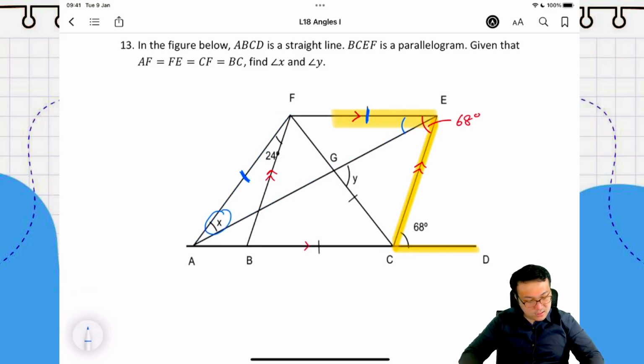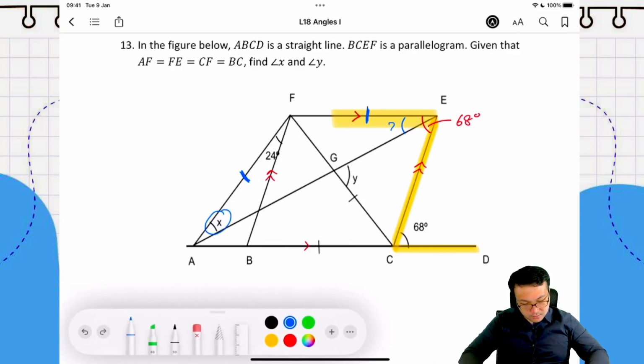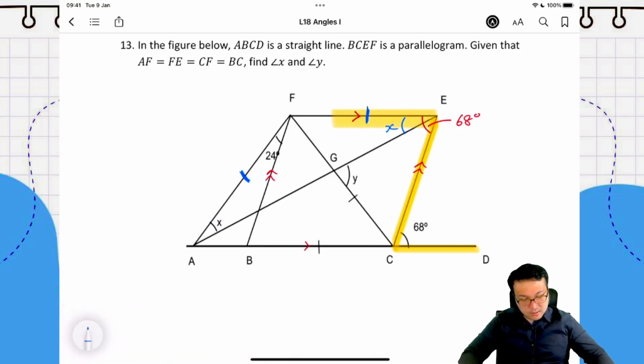If this is X, then what is this angle? X. Correct. Then what else do we know? Can you see that it equals CF also? So this is equal to this also. So you look at this triangle. What triangle is this? Equilateral? No. You have two sides the same. What is it called? Isosceles. Yes. So if this is 68, what is this? 68. There you go.